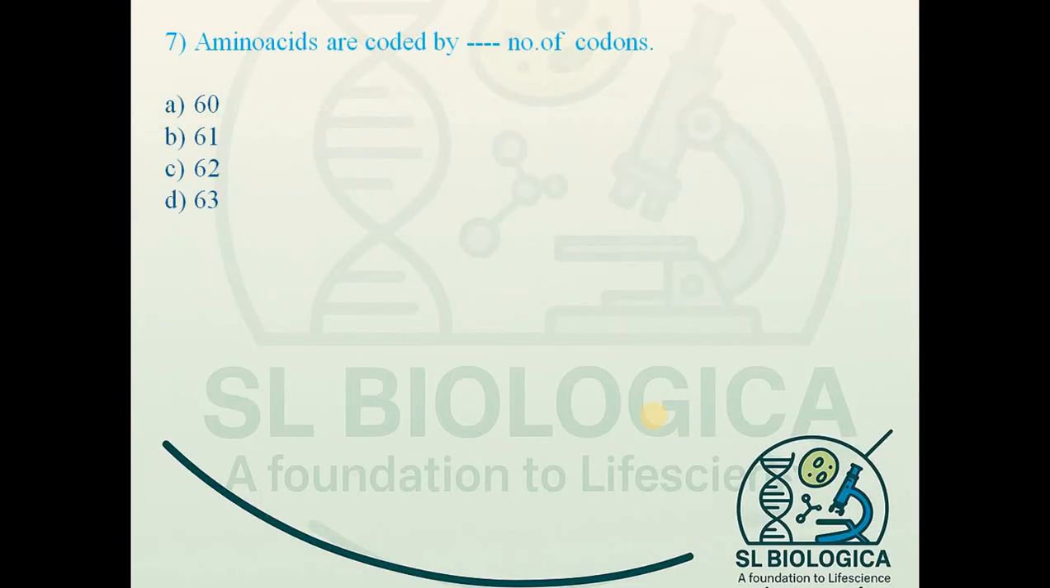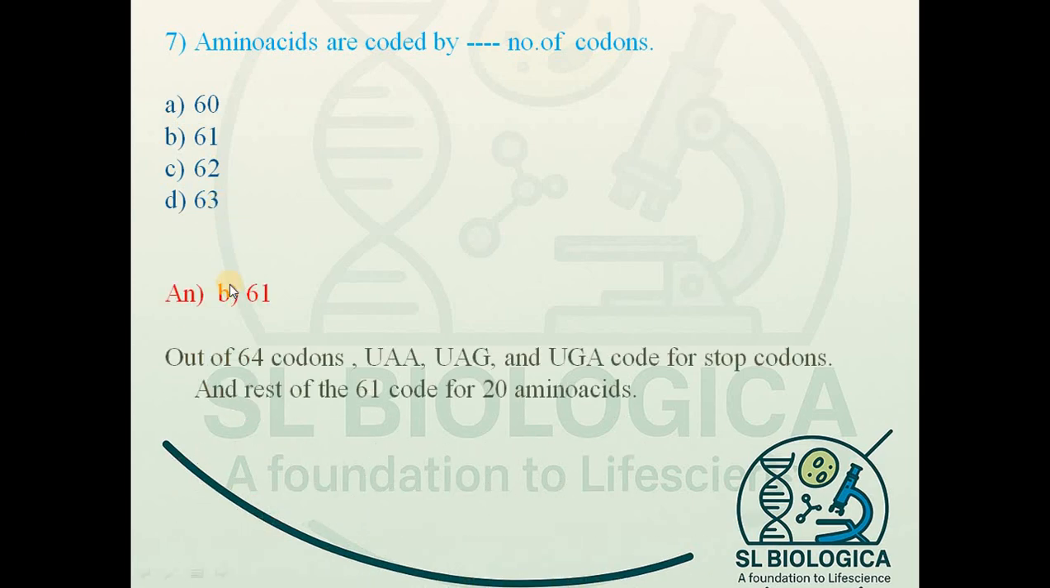Next question. Amino acids are coded by dash number of codons. A 60, B 61, C 62, D 63. So basically we have 64 codons and we have 20 amino acids. Among the 64, 3 will code for stop codons. So the rest of the codons is 61. So option B, 61.